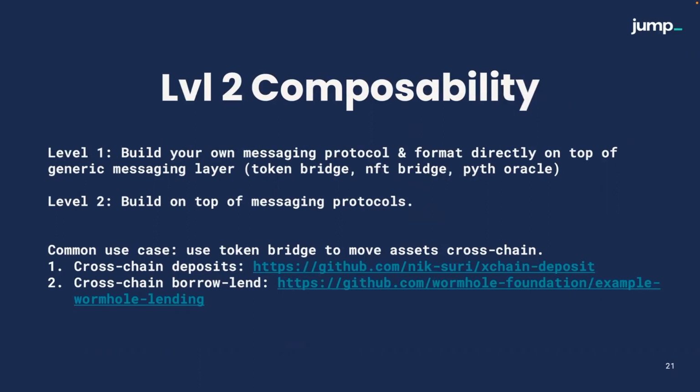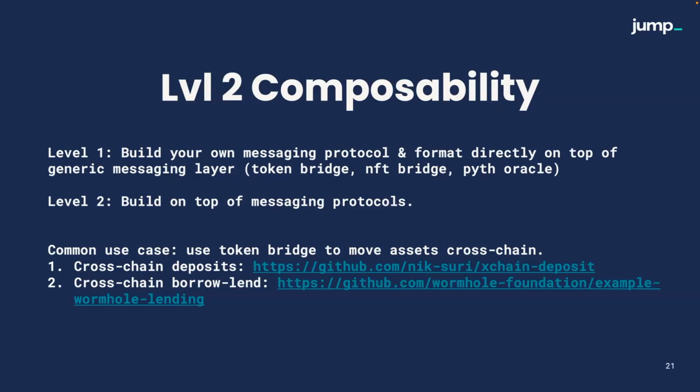generic messaging. But you can also do what I call level two composability, which is you build on top of these level one protocols. You can build on top of the token bridge, the NFT bridge, or Pith. One common use case is you want to use the token bridge to move assets cross-chain. This is where those examples I mentioned before, the cross-chain deposits and the cross-chain borrow lend reference implementations, come into play.